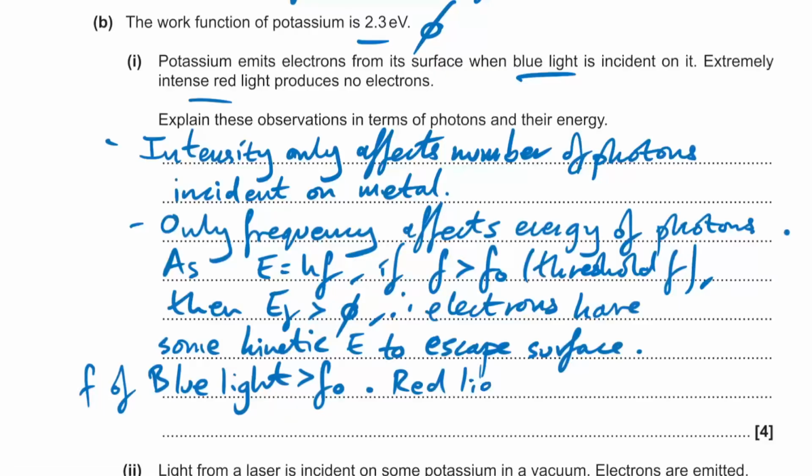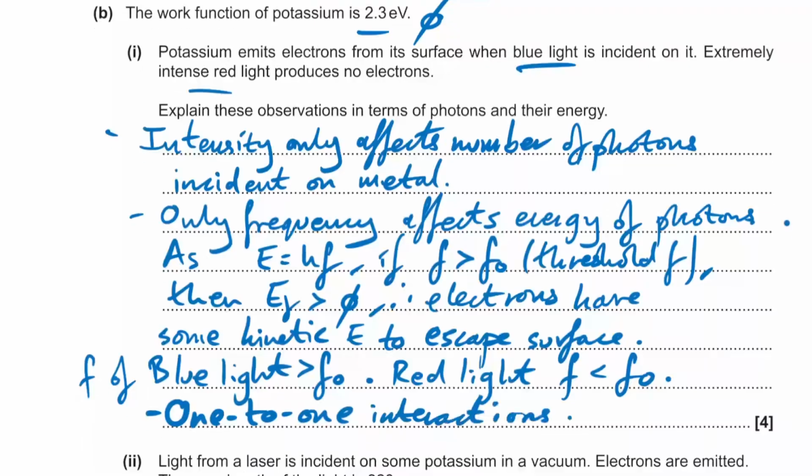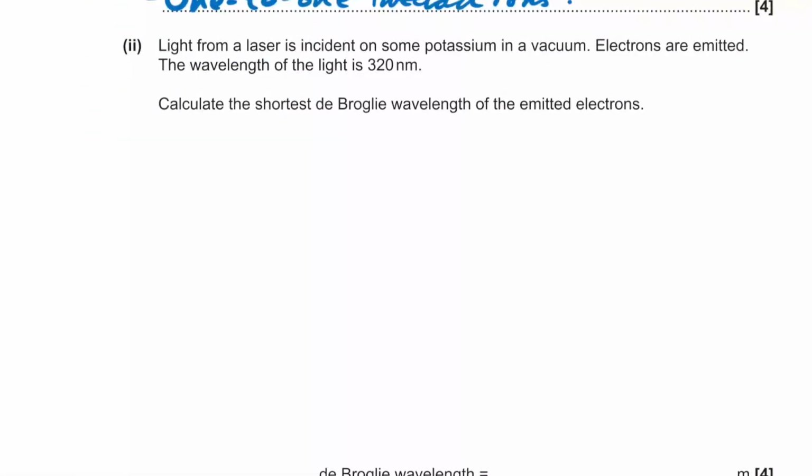Red light frequency is obviously less than the threshold frequency. Let's state the thing that they like to say, one-to-one interactions as well. There we go. Light from a laser is incident on some potassium. Electrons are emitted. The wavelength is that many nanometers. Calculate the shortest de Broglie wavelength of the emitted electrons. Oh, interesting. Okay, here we go.